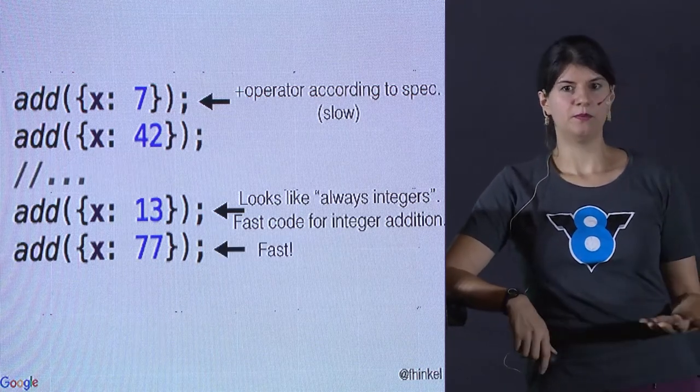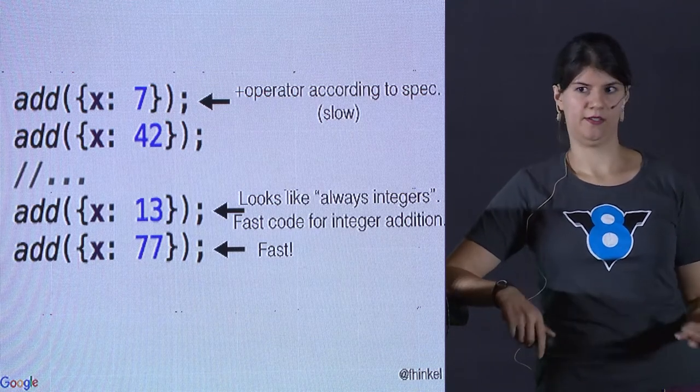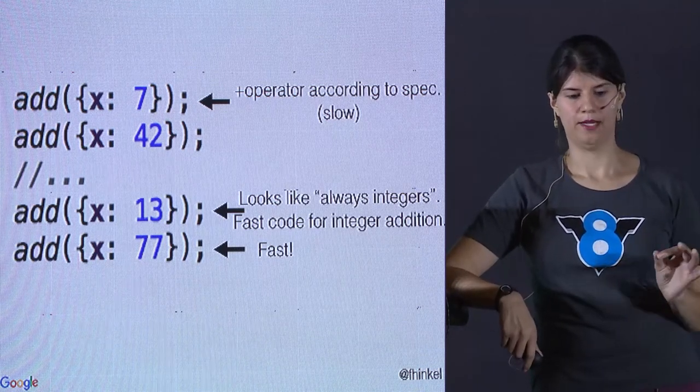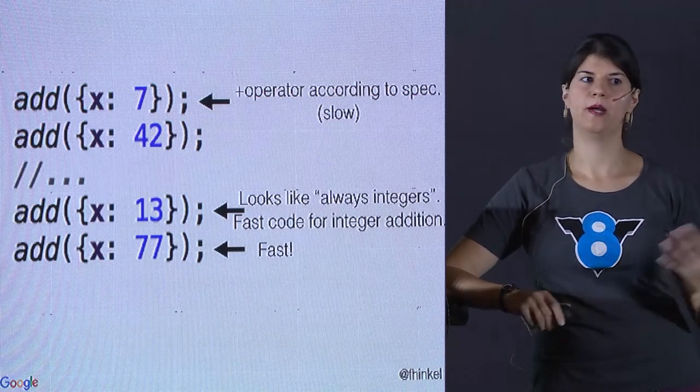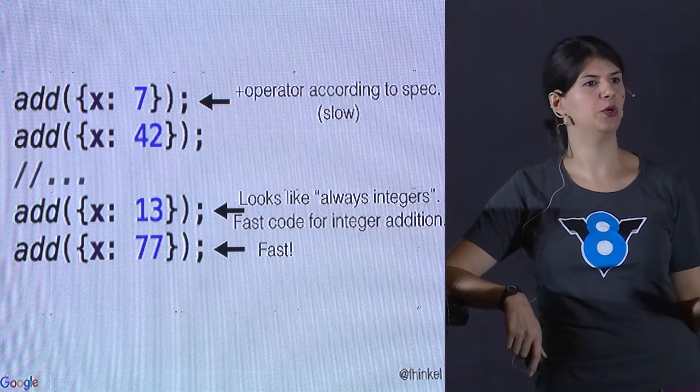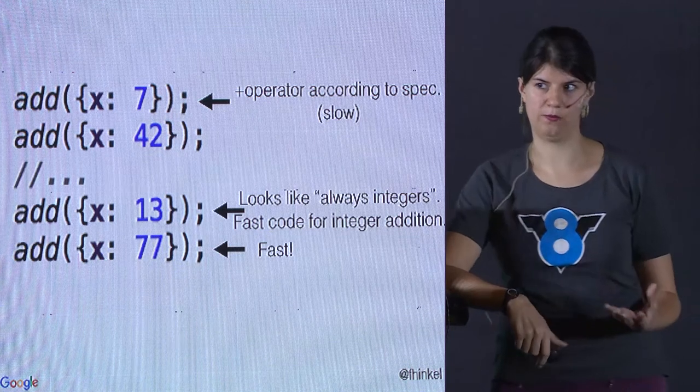So after we optimize, when we now call this function again with an integer, yay, that is fast. And you could not do that if you had ahead of time compilation. Because if you compiled this ahead of time, the compiler wouldn't know that it's usually integers, so it wouldn't be able to generate this fast code path for us.